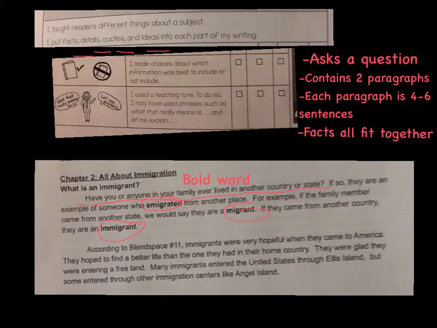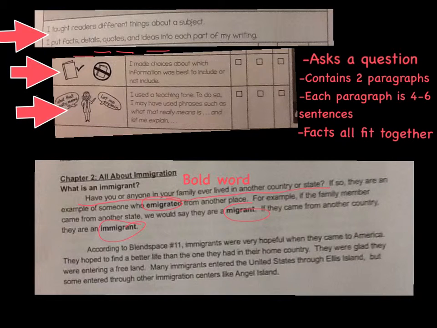Of these three things up top, the overall, what's best to include, and teaching tone, which one do I not have yet in my writing below? Turn and tell your partner. If you said teaching tone, you're correct. I did use some transitions in my writing, like if so and for example, but I did not use that teaching tone, saying things like what that means or what that really means, and let me explain.